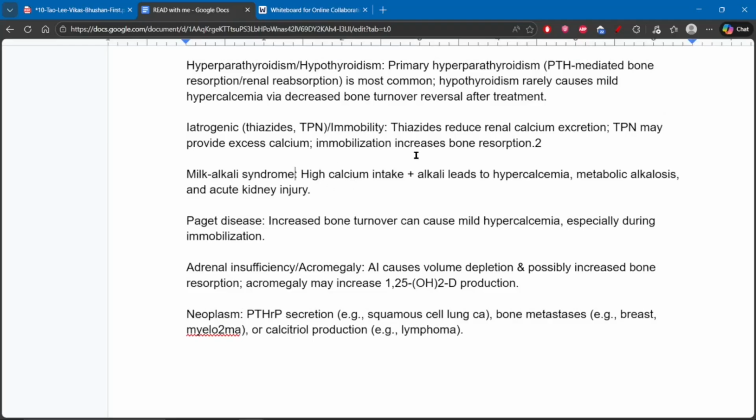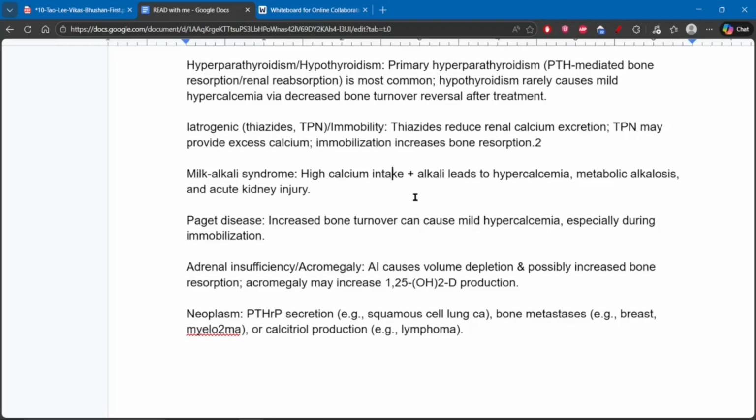You've understood. So high calcium intake plus high alkali intake leads to hypercalcemia and metabolic alkalosis and acute kidney injury. I've also explained this whole process in my endocrine series as well. So Paget disease. What happens is that in Paget disease there is increased bone turnover, so they cause hypercalcemia. Paget disease majorly comprises breaking down the bone, right?